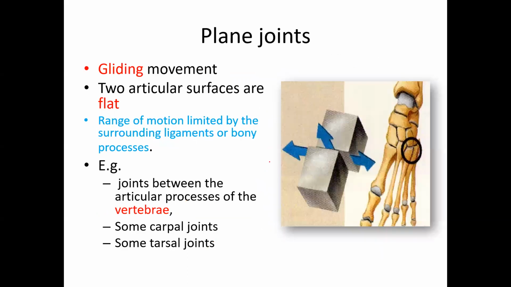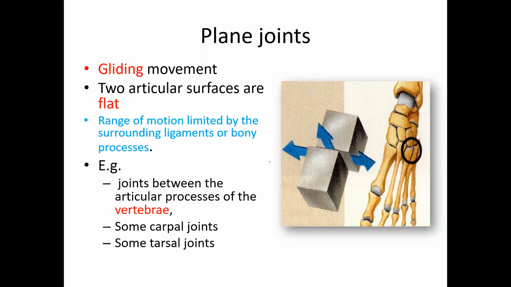Right, so then plane or gliding joints, you see them where the two surfaces sort of glide on each other, right? And the range of movement is limited by the ligaments which surround these bony processes, right? So if the ligaments are not there, all these bones will fall apart, right? They won't be held because of the shape. They are just two flat surfaces sort of moving on each other, right? So the ligaments will keep them in place.